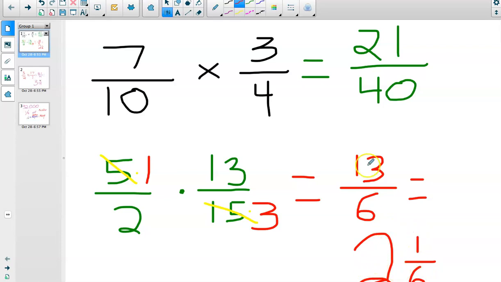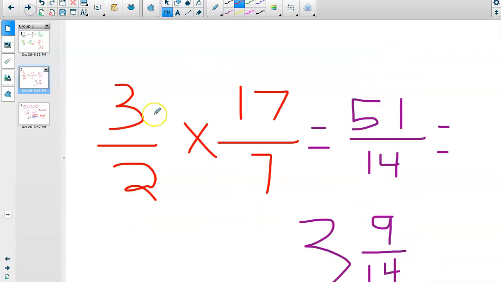2 times 6 was 12. 13 minus 12 is 1. Same thing here. 3 times 17, 51. 2 times 7, 14. 14 went in there 3 times, big 3. Denominator stays the same. 3 times 14 was 42. 51 minus 42 was 9.